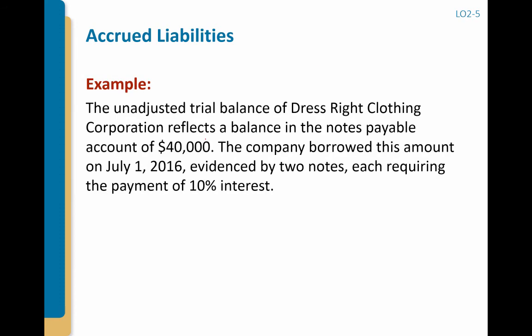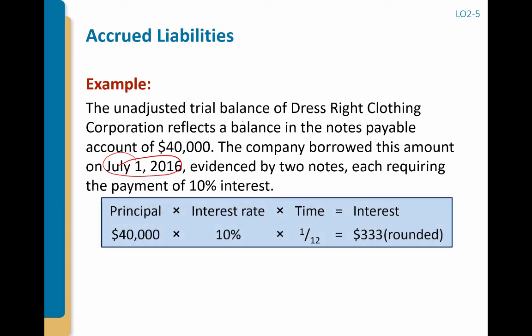Then another example is the notes payable account of $40,000. We borrowed this amount on July 1st, and we had the two notes, each requiring payment of 10% interest. So remember, interest equals principal times rate times time. Hopefully you remember that from finance. If not, make sure you make a note of it.